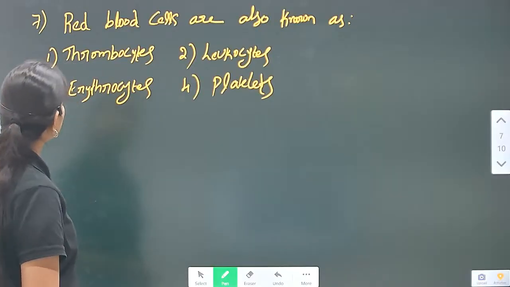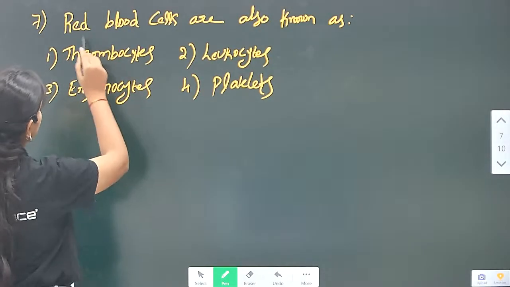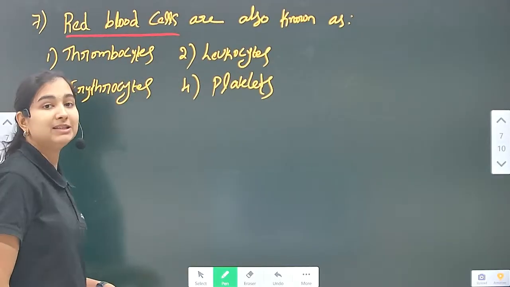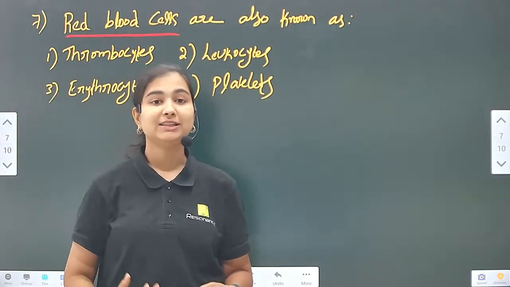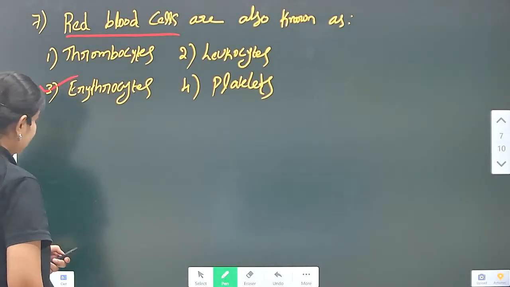Next, the red blood cells are also known as what? The red blood cells are also known as the erythrocytes. Fine. Okay. Next, it was an easy question.